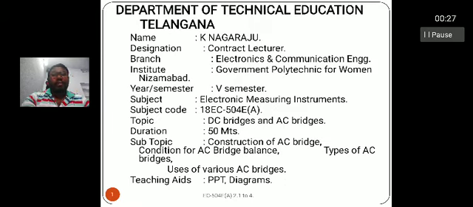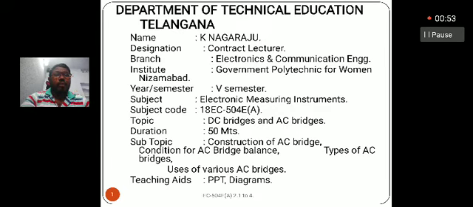That is, what bridge circuits are, what types of bridge circuits we have in measuring instruments, what is the condition for AC bridge balance, what are the types of AC bridges, and what are the various advantages or uses of AC bridges. Why are we going to explain these particular bridge circuits?